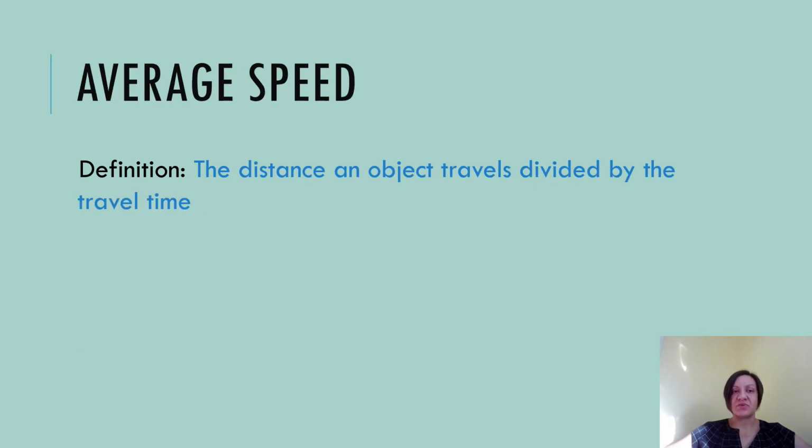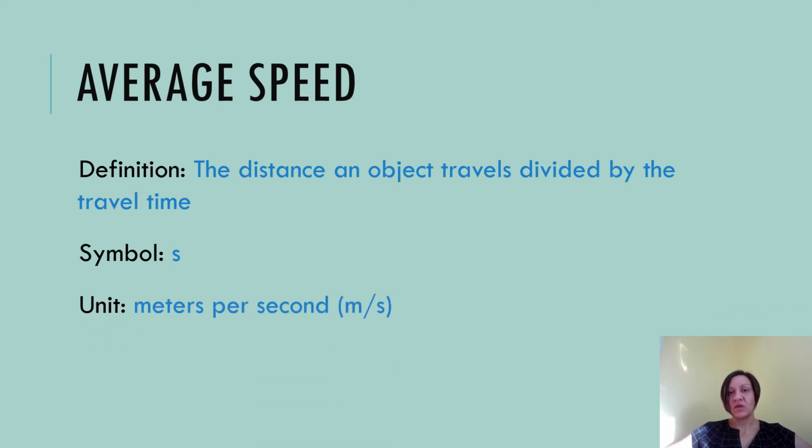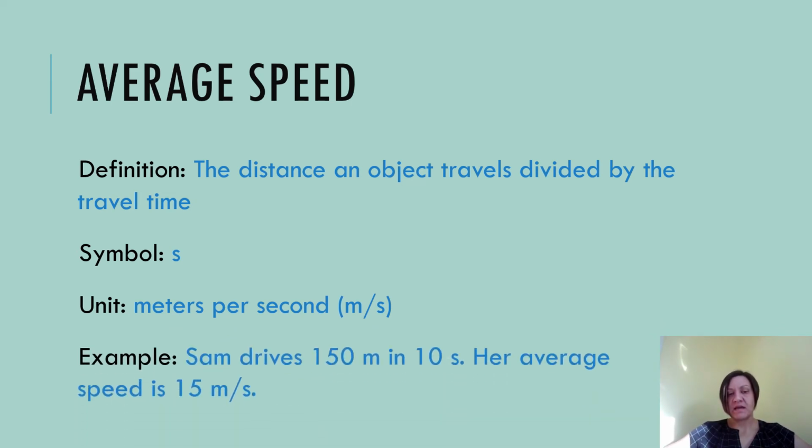Next, we'll talk about average speed. Average speed is defined as the distance an object travels divided by the travel time. So notice there's that word distance in here. The symbol that we use for speed is a letter S, and you'll notice that there's no vector symbol here, so this is a scalar. The standard unit for speed is meters per second. And an example would be that Sam drives 150 meters in 10 seconds. So her average speed is 15 meters per second. Taking that distance, 150 meters divided by that travel time, 10 seconds.